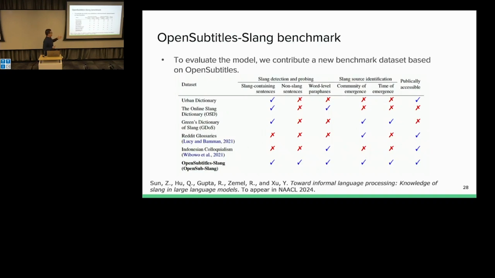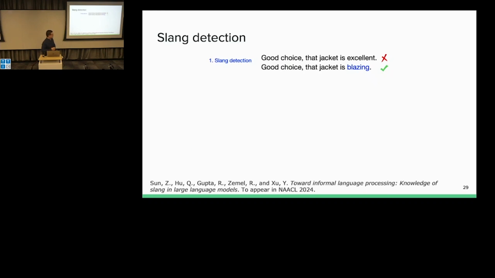And to do this, we come up with a new benchmark with a bunch of desirable features that allow us to do these types of probing tasks. We release this new dataset, and it's based on OpenSubtitles. And now let's take a look at some of the results.